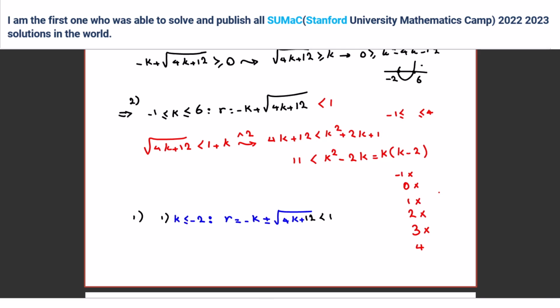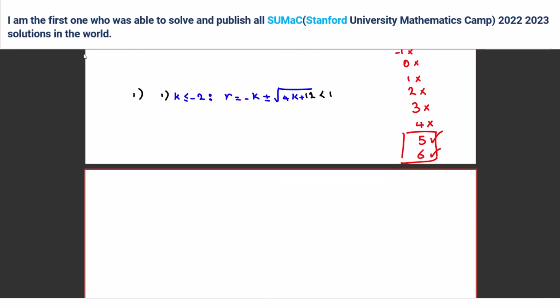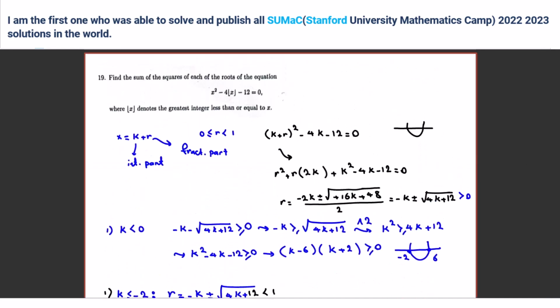Okay, does 4 work or not? 4 times 2, 8 doesn't work. 5 times 3, 15 works. Also 6 works, right? So for 5 and 6, for each of them we have one answer because we consider only plus, right? Yeah. So we found, and it says what? It says find the sum of the squares of each of the roots of the equation.